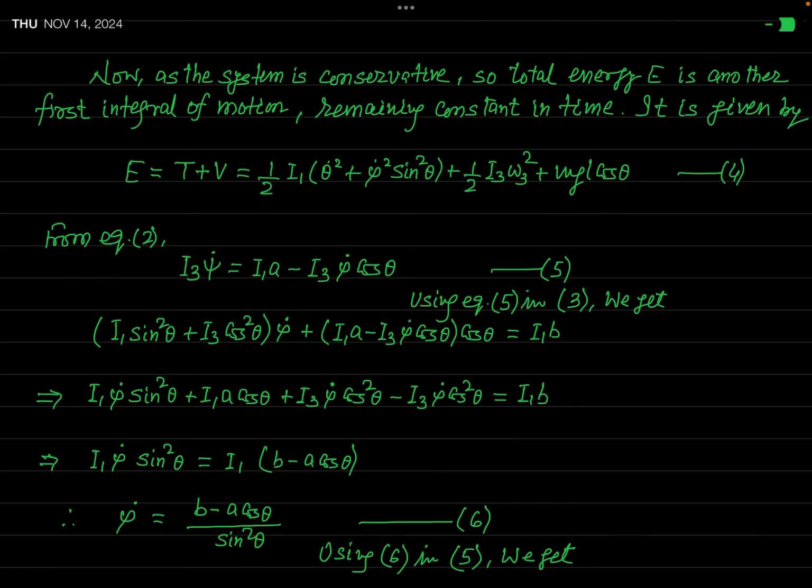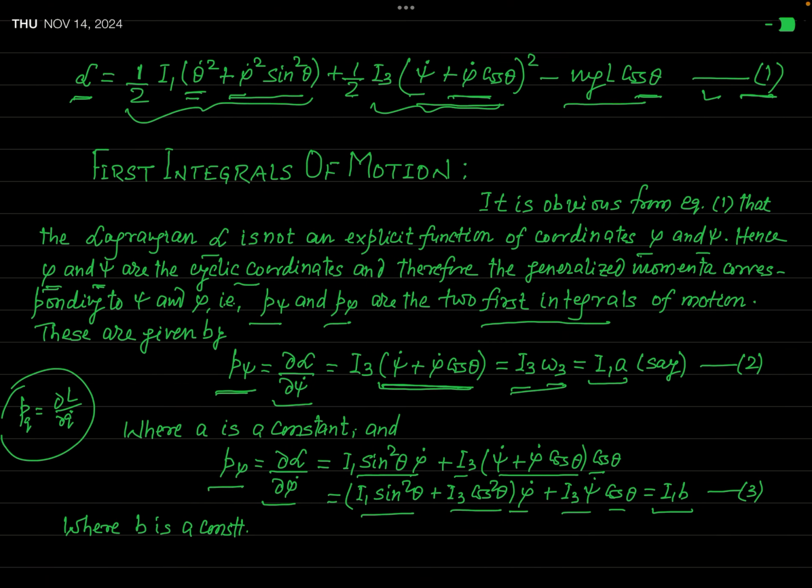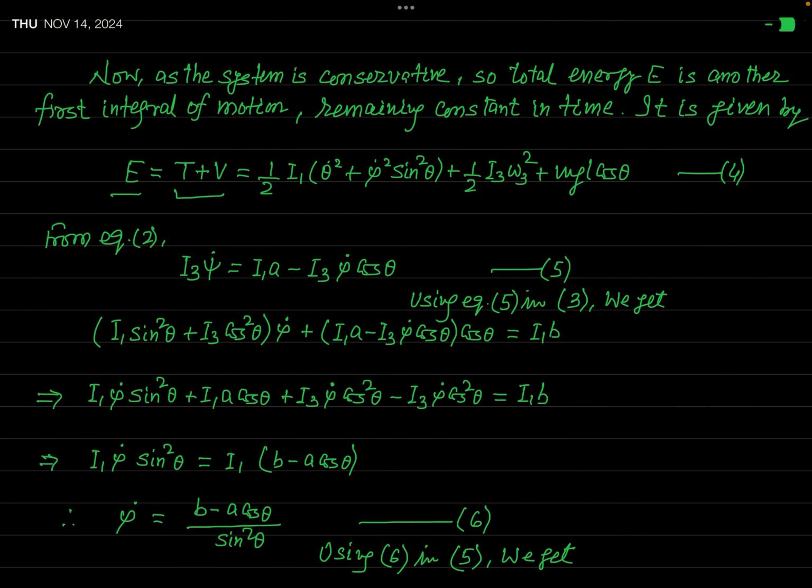Okay. So the next first integral of motion is the total energy of the system, which is denoted by the symbol E, and you know E is equal to the sum of kinetic and potential energy, that is T plus V. Now the expression for T and V: in the expression for the Lagrangian, the sum of the first two terms actually represents the kinetic energy, and the last term is the potential. So in the place of T, you can write this much.